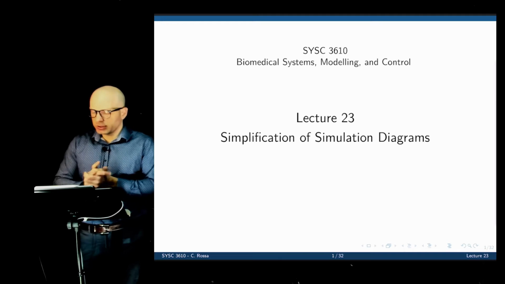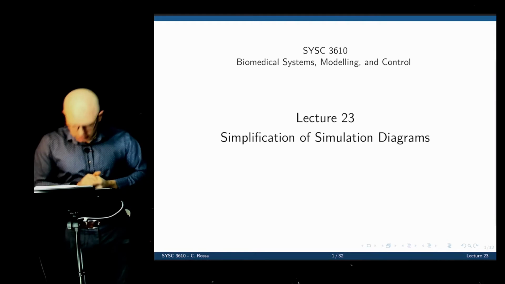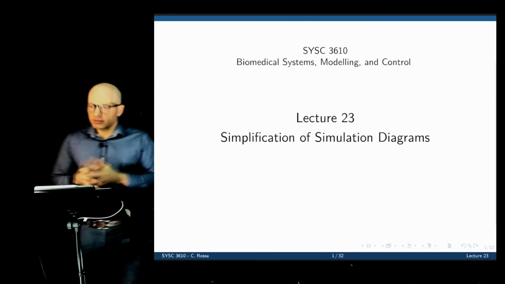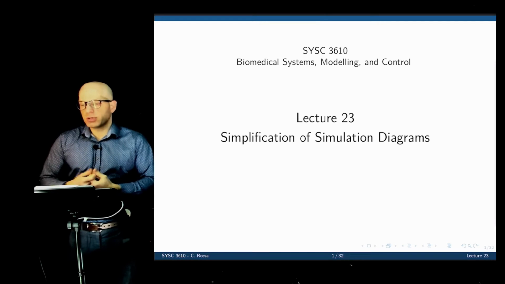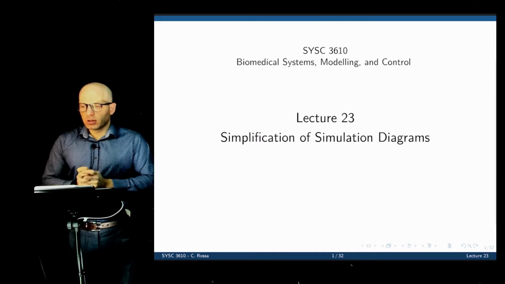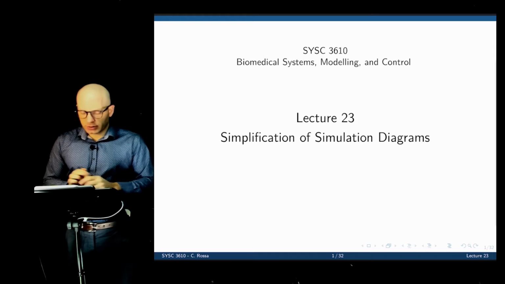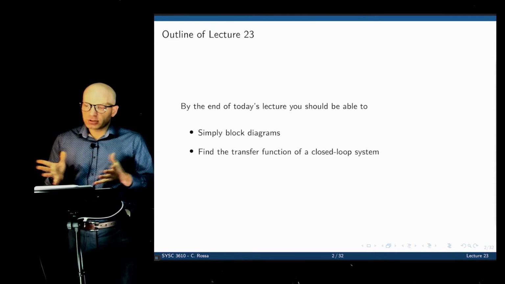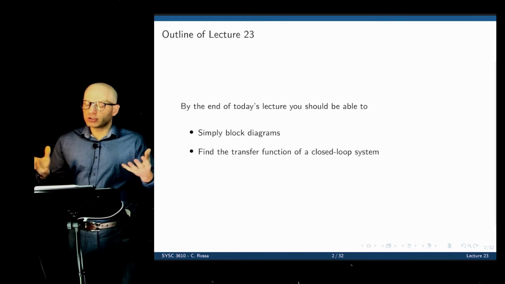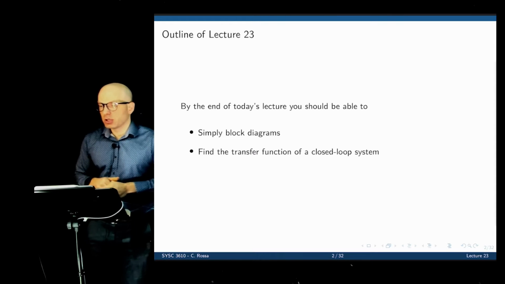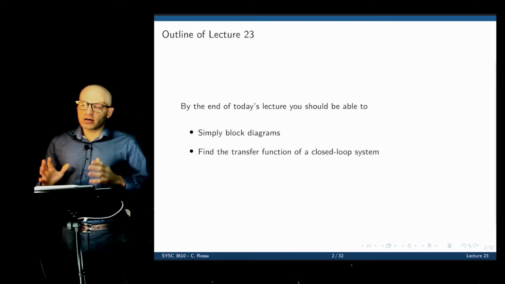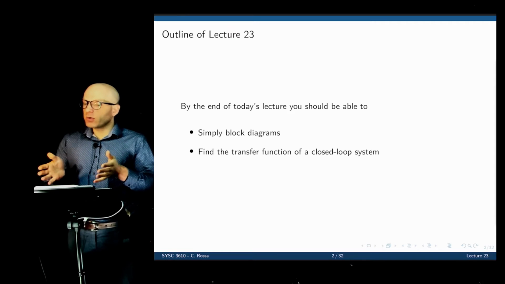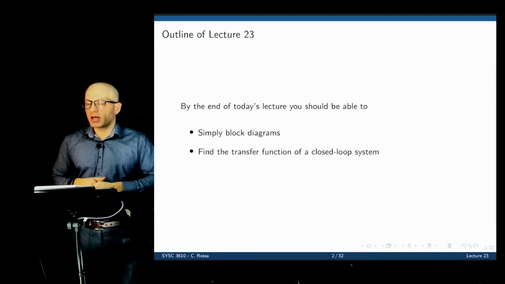Let's get started with lecture 23. As I said, this topic is typically a little difficult when we start manipulating some simulation diagrams, but you will see that with some practice, it's not that bad. So the idea is to simplify these block diagrams and find the equivalent transfer function between the input and the output. The way we have done so far was that I provided the equations, and then from the equations we had the block diagram. Now let's do the opposite.